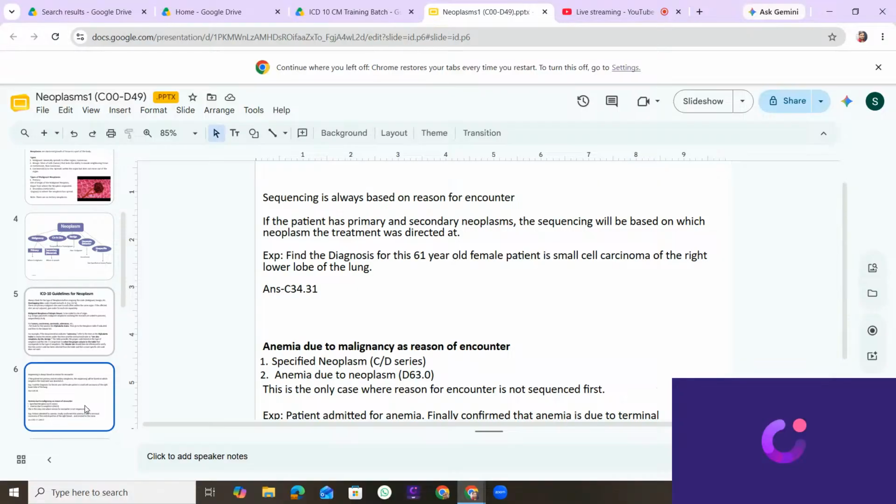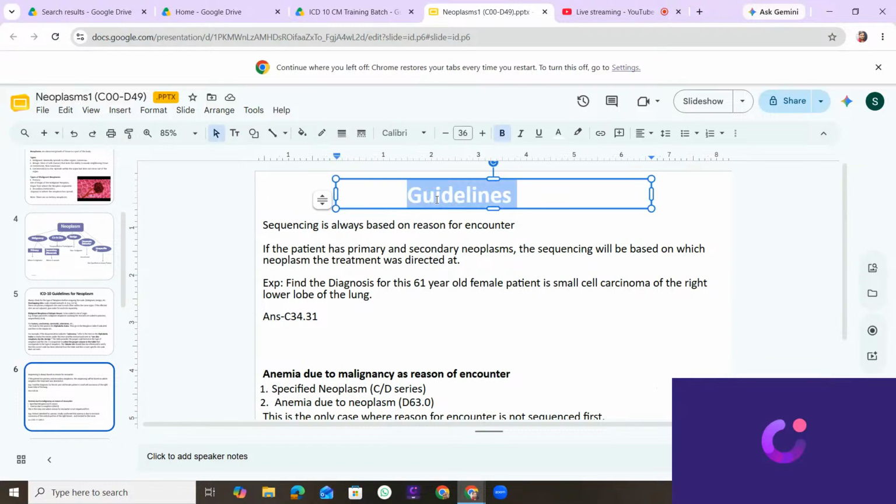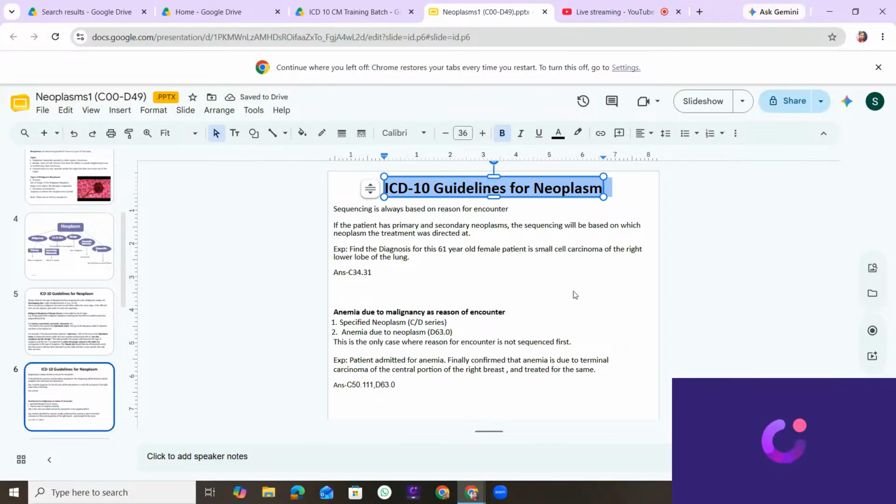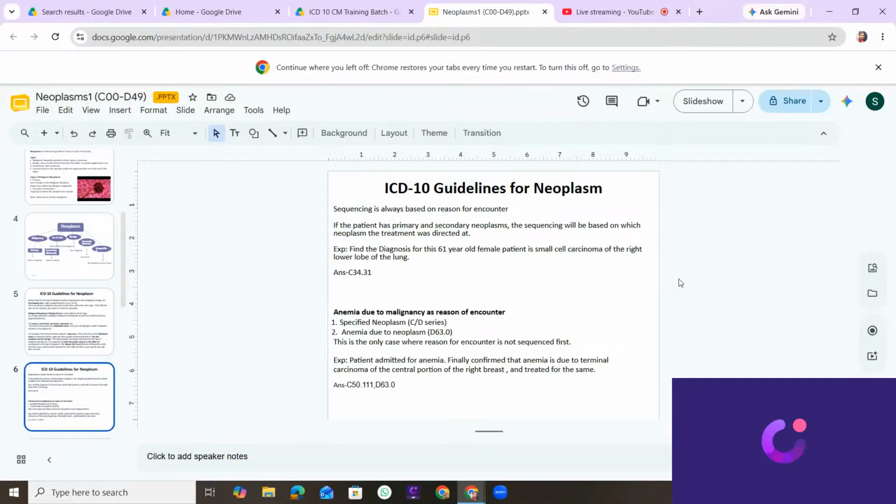So you will see the sequencing guideline rule. You will be able to find the exact guideline for the neoplasm. So we are discussing all these points. I'm just moving into the next position. If you have any guideline or any concern, please comment. Sequencing is always based on the reason for encounter, RFE.